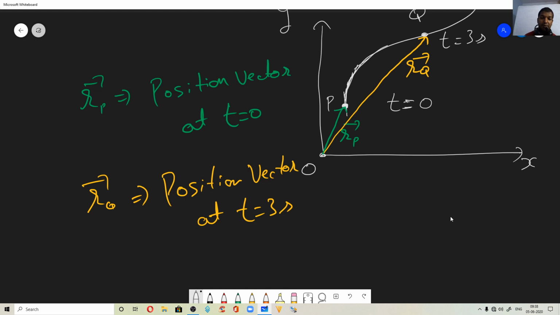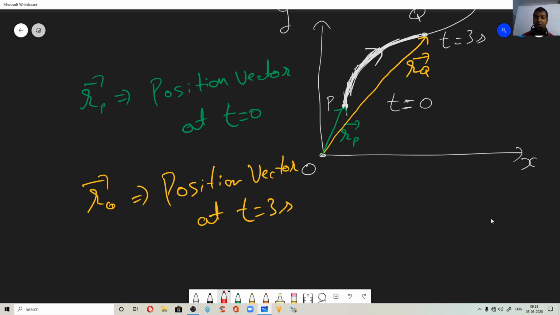Okay, so the white line, whatever I have drawn here, is showing you the actual path traveled, or you can say the actual distance covered when it is going from P to Q. But the displacement, I need the displacement now. What is the displacement of the toy car from t equals 0 to t equals 3 seconds? As you know, displacement is the shortest distance between the initial point and the final point. Now for me, P is the initial point and Q is the final point.